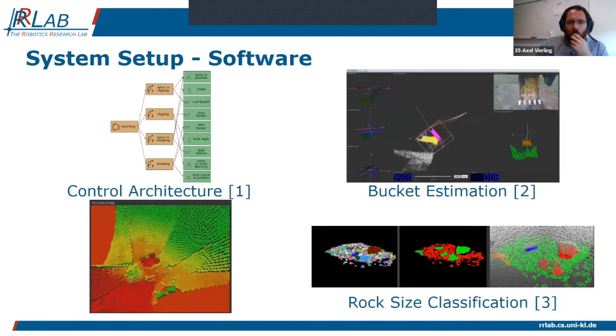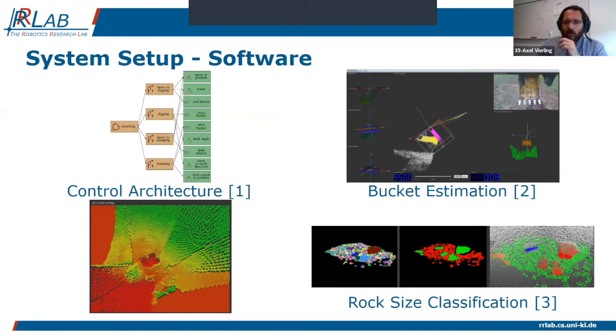From the software setup, one of the main things is the control architecture. In fact, in our robotics research lab, we have this excavator doing the excavation in an autonomous way. So the control architecture is one of the main points which we consider. Here the trenching is divided into 4 phases: move to digging phase, digging phase, move to dumping phase, and the dumping phase. And we will make use of knowing in which of these phases we are.